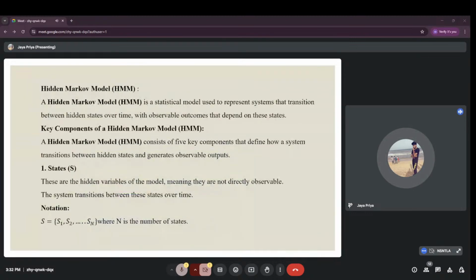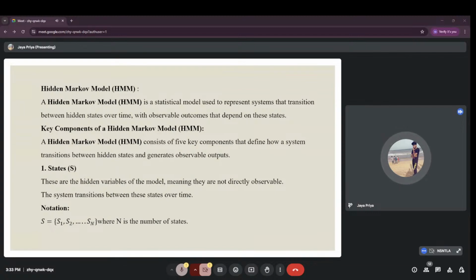Next, the Hidden Markov Model is a statistical model used to represent systems that transition between hidden states over time, with observable outcomes that depend on these states. Next, the key components of a Hidden Markov Model: it consists of 5 key components that define how a system transitions between hidden states and generates observable outputs.